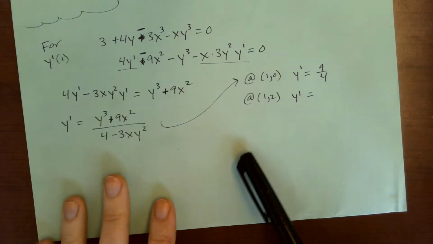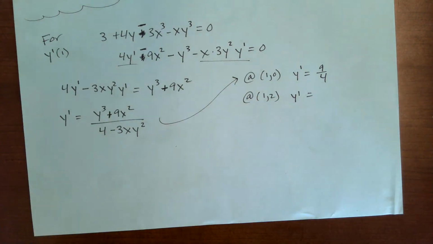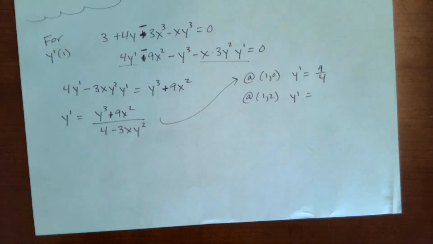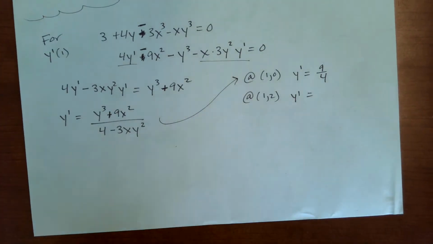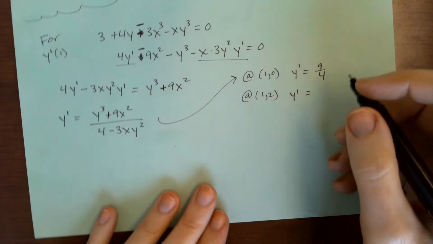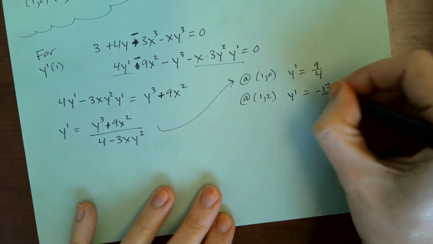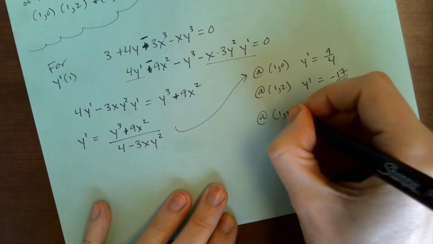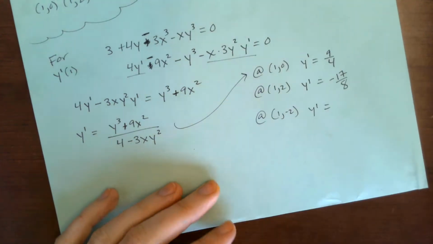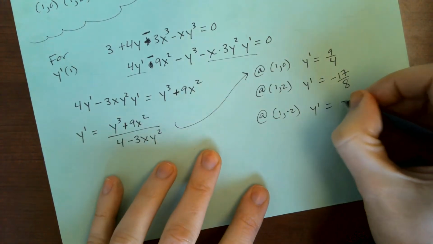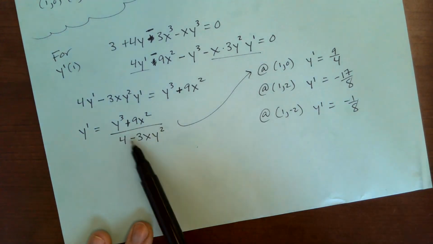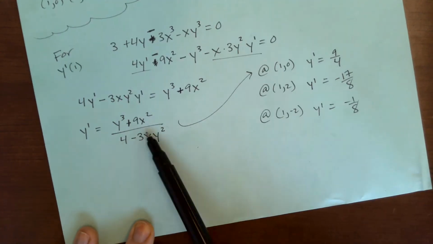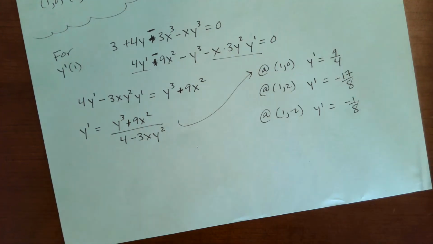Okay, so we need y prime at 1, 2. So I've got it right here. At 1, 2 it is negative 17 over 8. And then we also need it at 1, negative 2. And in this case, it is negative 1 over 8. Okay, I'll save time by not thinking it through, but you're just plugging the x and y in for that. So we've got all of those.